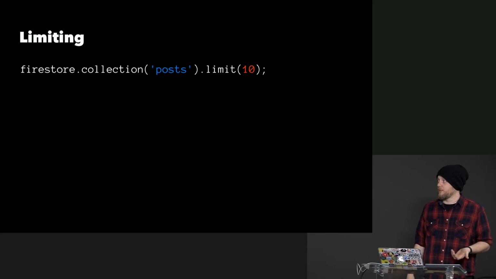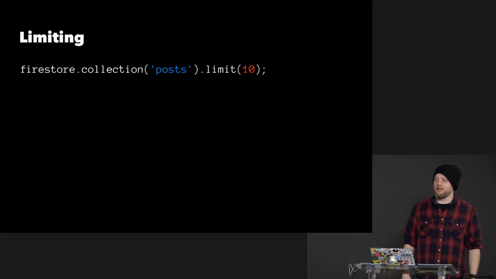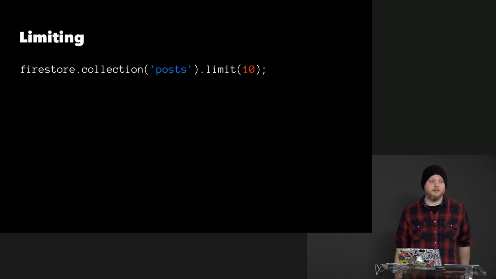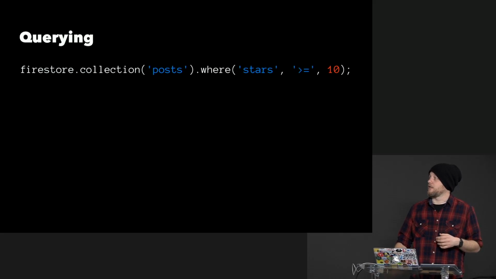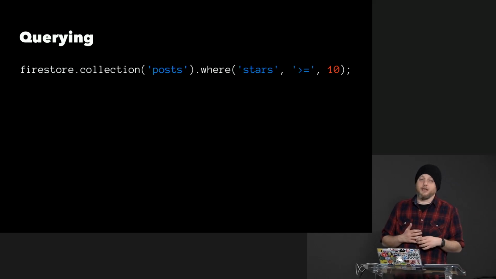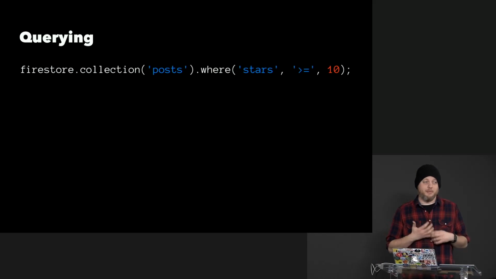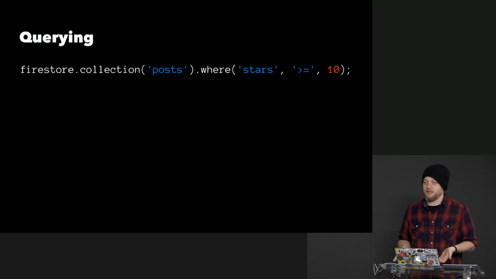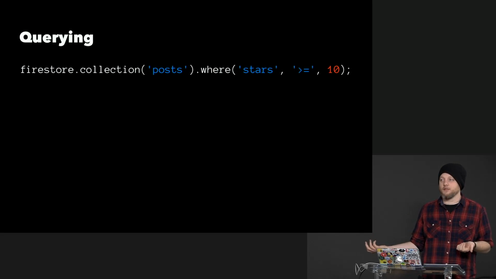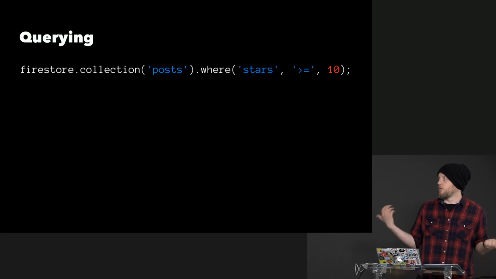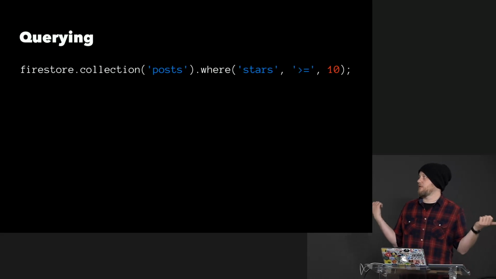On top of ordering, we can also limit, as I said before. So this will just get the first 10. And the other nice one that we can do is we can do querying now, right? Before you would just basically, like I said, get that part of the tree. You could sort it client side, you could do all this stuff client side, but you would have to basically structure your data in a way that worked for you. In this case, we can say where stars are greater than or equal to 10.